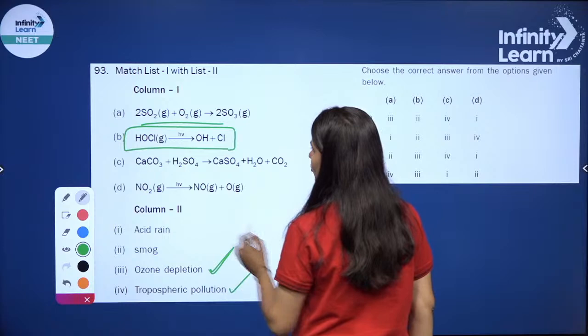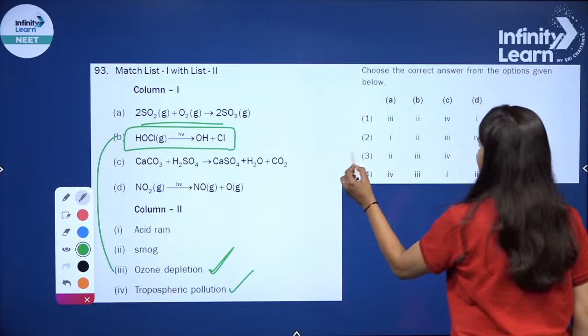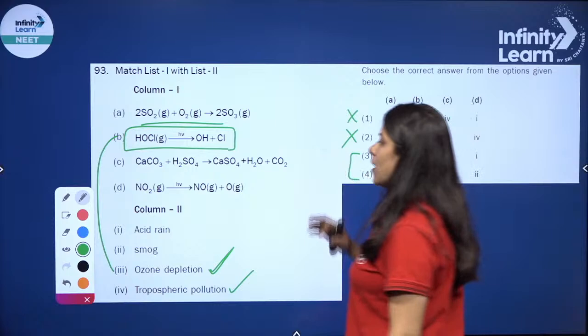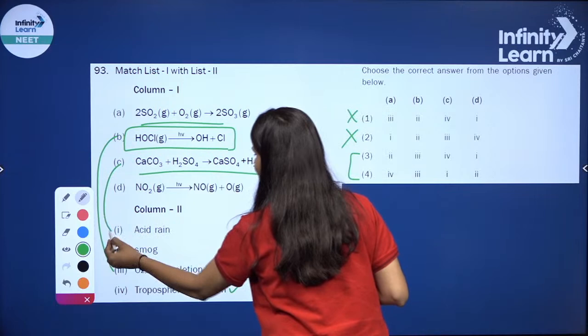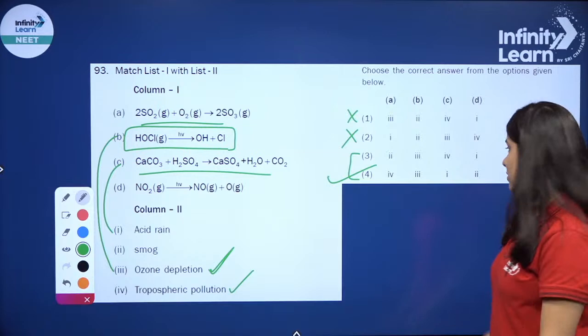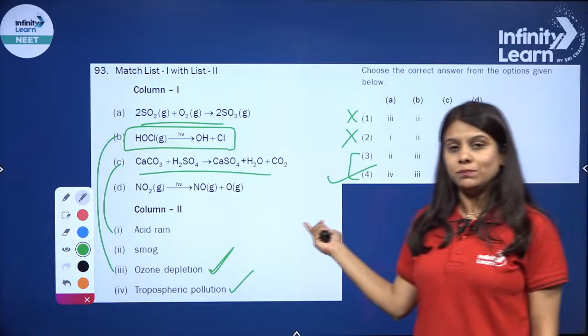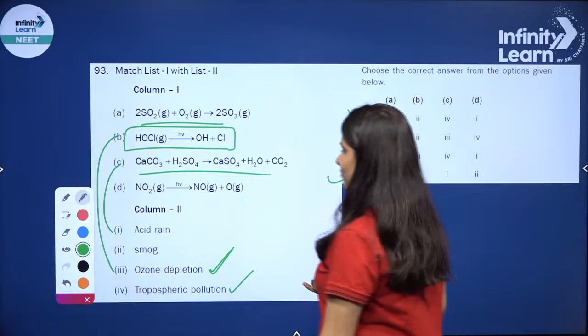So B matches with third. B matches with third in two options, right? So these will not be the answer. These will not be the answers. Now let us talk about these. What is this? This is acid rain, right? So C should match with first. So what is the answer? Answer is option number fourth, right? Clear everybody? A question from environmental chemistry. 4312. Yes. Correct everyone.